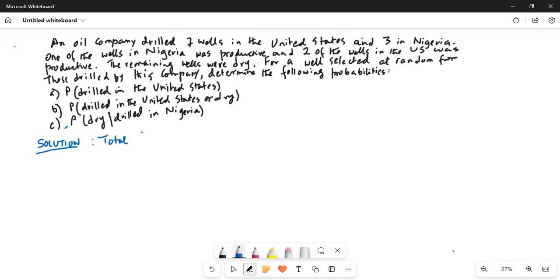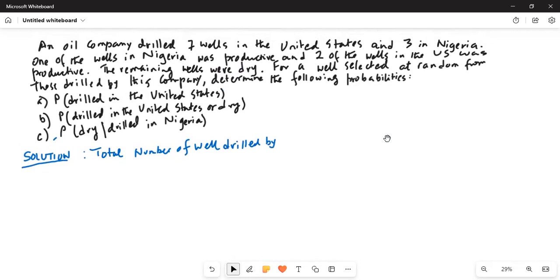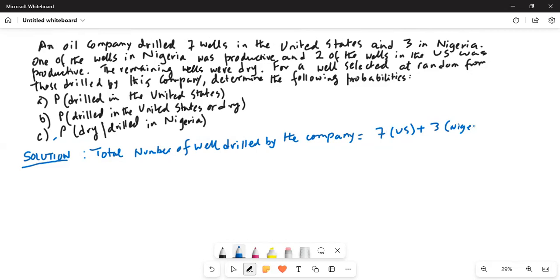Total number of wells drilled by the company is equal to 7 in US plus 3 in Nigeria. Total is 10.